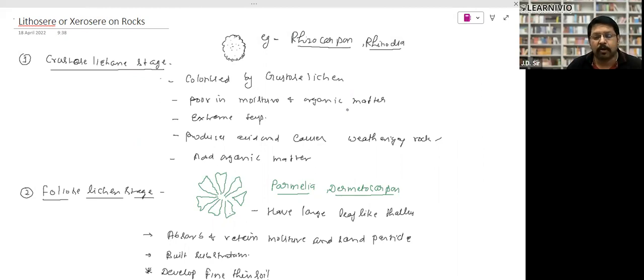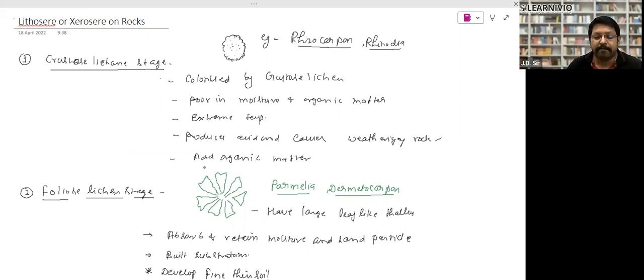That area will be poor in moisture and organic matter. The temperature is extreme there: at daytime it will be very hot, at nighttime it will be very cold. So only lichen can survive in these conditions. These lichens will produce acid and cause weathering of the rock. The acid will react with the rock minerals and break down the rock. In this way, they will add a very fine, thin soil.